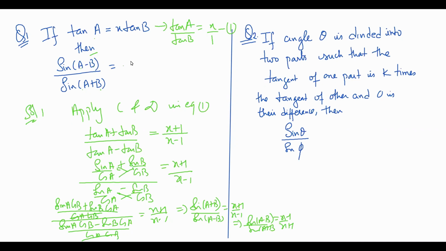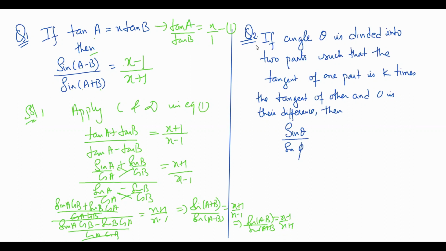Check if there is a difference, then you have to do numerator minus denominator, and if there is a sum in the denominator, then numerator plus denominator. So next time, whenever you see that the ratio of tan of angles is given and you have to find the ratio of sine or ratio of cos, you have to apply componendo and dividendo in that type of question. Now look, what is written here?